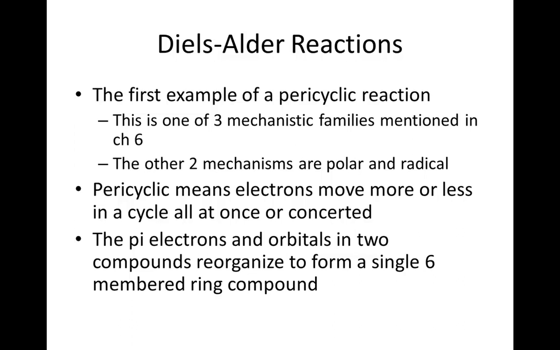And the word means that the electrons move more or less in a cyclic fashion, and also they move all at once, and so we say that the reaction is concerted. And we're only going to see the movement of the pi electrons and changes in the orbitals in two compounds to create a six-membered ring. So they will always create a six-membered ring.